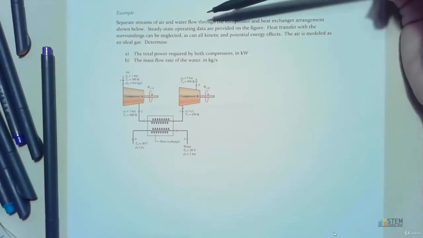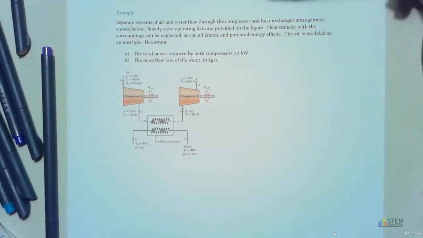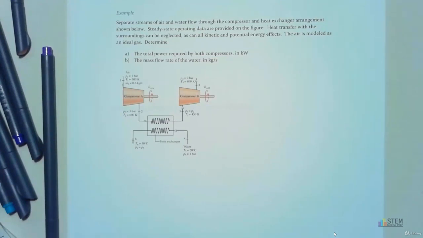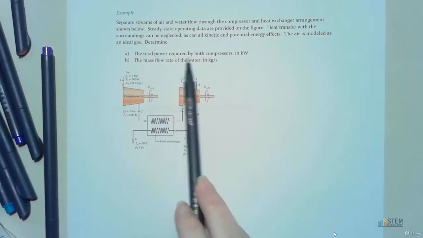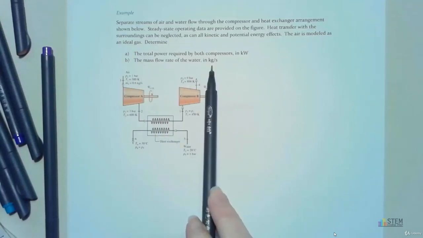Alright, so we've got air and water flow that's going through the compressor and the heat exchanger arrangement. We're going to have steady state operating data that is provided on that picture. Heat transfer with the surroundings can be neglected, so that's good. And all of the kinetic and potential energy effects can be neglected, so that's good too. Air is going to be modeled as an ideal gas, which we like because that's a nice way of giving us some equations. Now we're going to determine the power required by both compressors in kilowatts, and we want to find the mass flow rate of the water in kilograms per second.